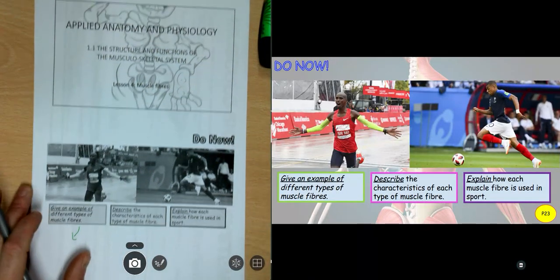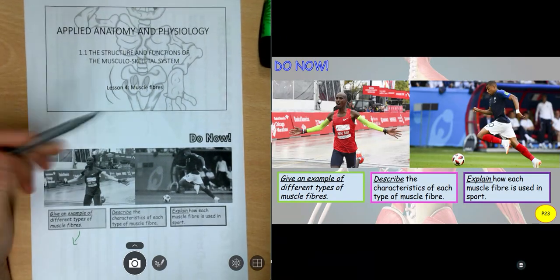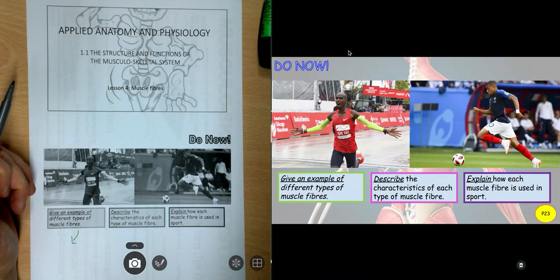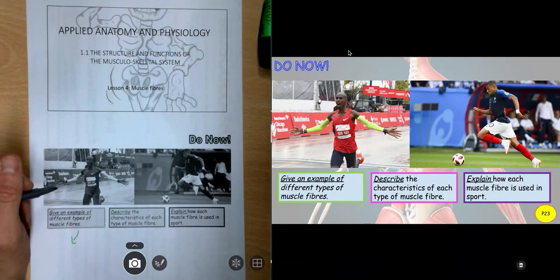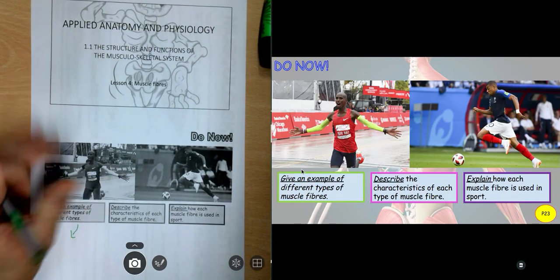This is lesson 4 of anatomy and physiology. Today we're going to be looking at muscle fibres. As always, I'm going to complete the booklet on the left hand side of the screen. The slides that I would use to deliver the lesson will be on the right hand side of the screen. So straight in with the do now, which is page 23 from your booklets.